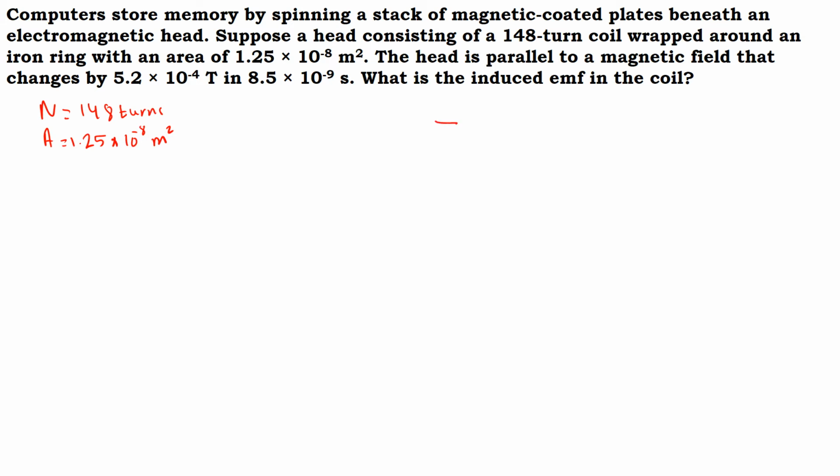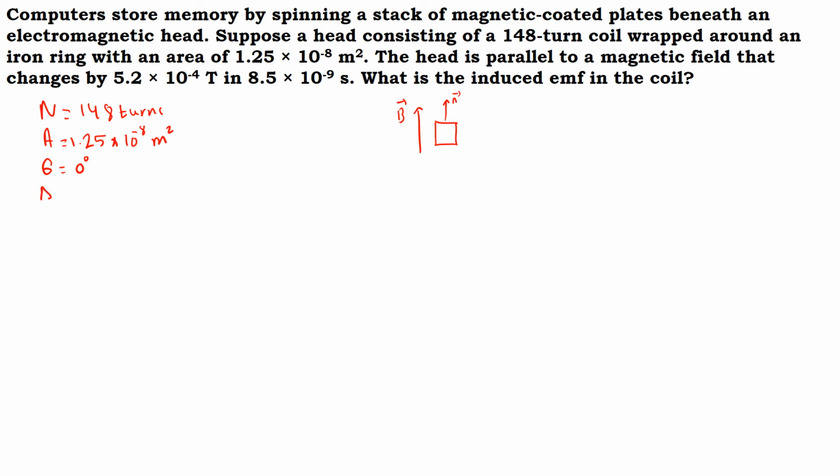The head is parallel to a magnetic field. Let's assume that this is the head. So if it's parallel to the magnetic field, we'll assume that this is the magnetic field. Then the angle between the normal to the head and the magnetic field is 0. So theta is equal to 0 degrees.